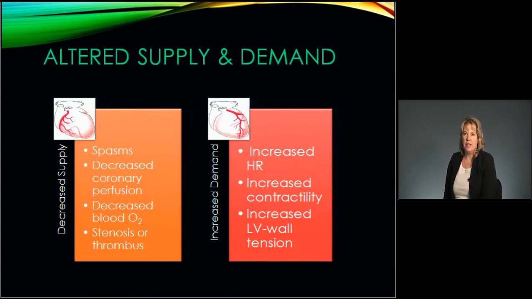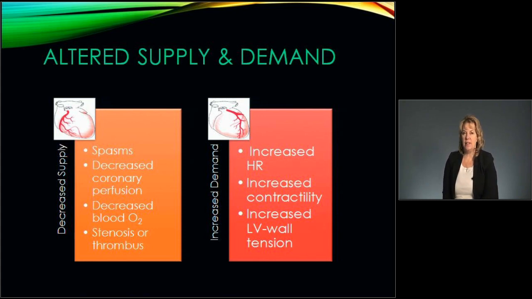If we have a decreased supply, it could be from vasospasm of the coronaries, decreased coronary perfusion, decreased blood oxygenation, stenosis of one of the vessels, or a thrombus. Anything that decreases the ability to provide oxygen to the myocardial tissue will obviously decrease the supply of oxygen to the tissue.